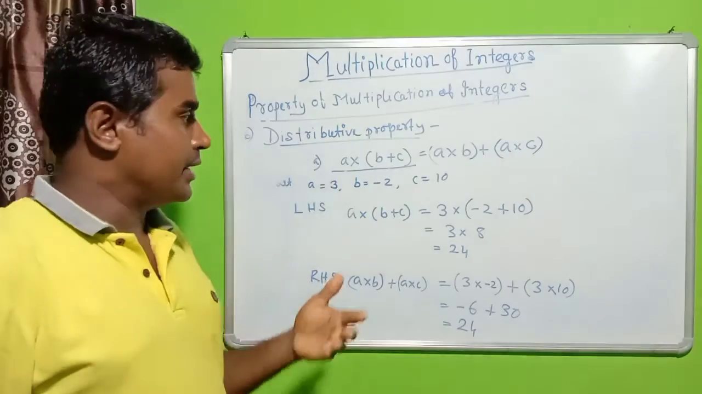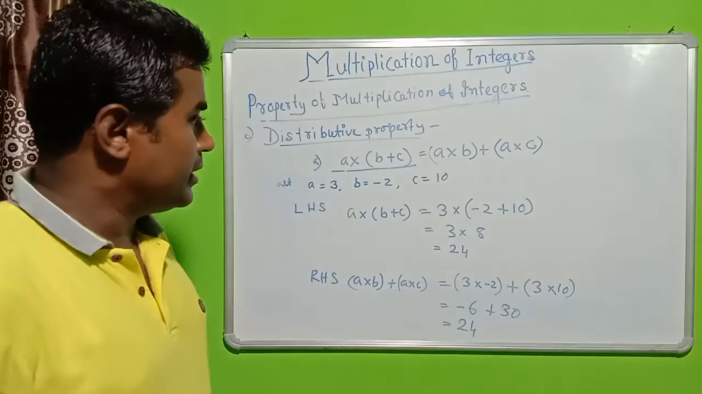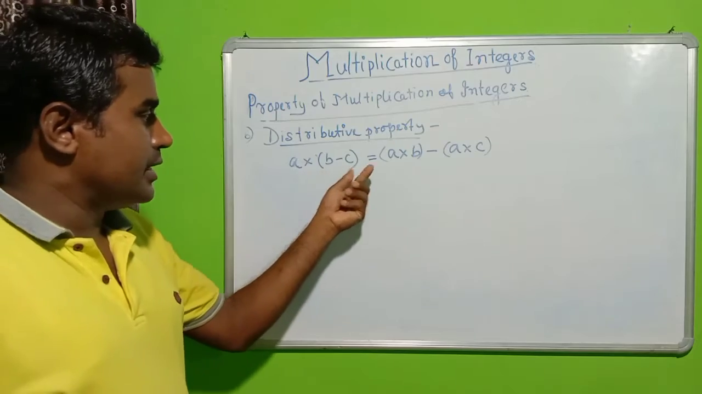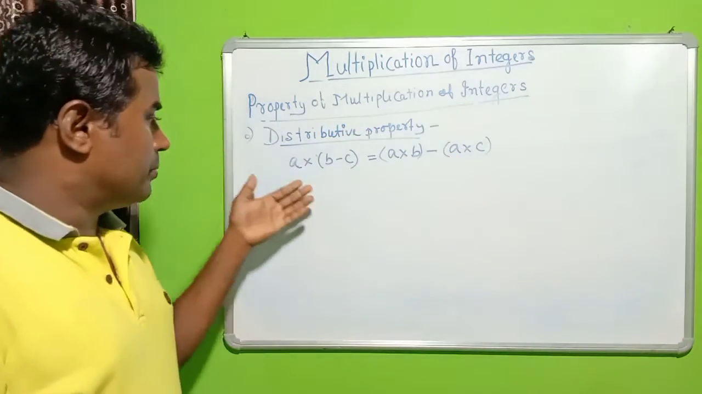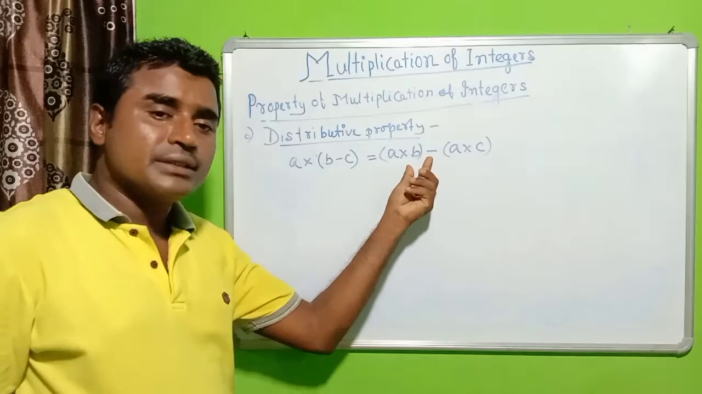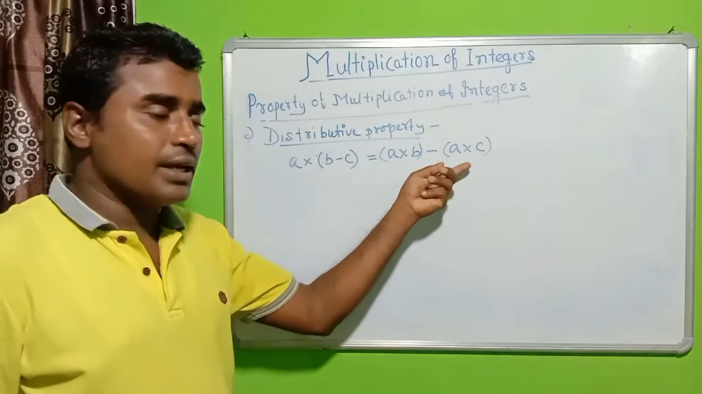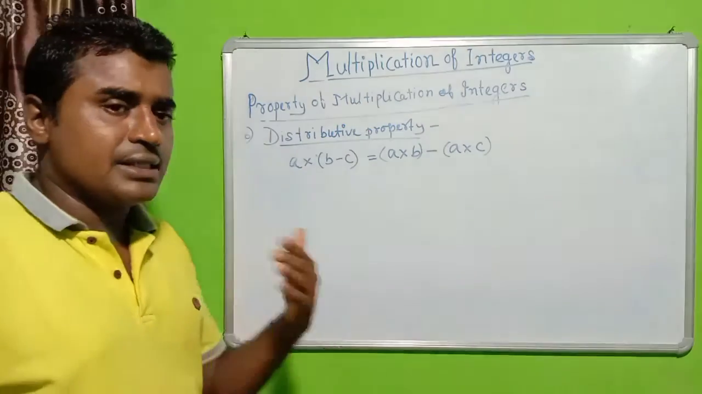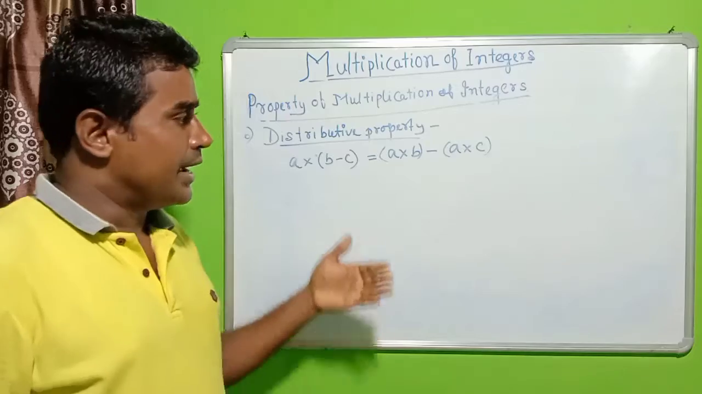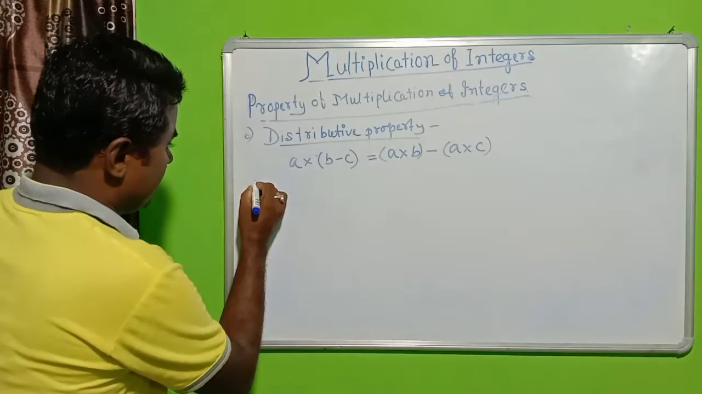Similarly, we have another distributive property of multiplication of integers, which is over subtraction. Observe this property closely. Here I write a into (b minus c) equals a into b minus a into c. So a, b, c are our given integers, and this is the distributive property of multiplication of integers over subtraction. Now I check this property by taking some examples in place of a, b and c. That means I take some integers and verify whether this property is right or wrong. So let us take some examples of integers.